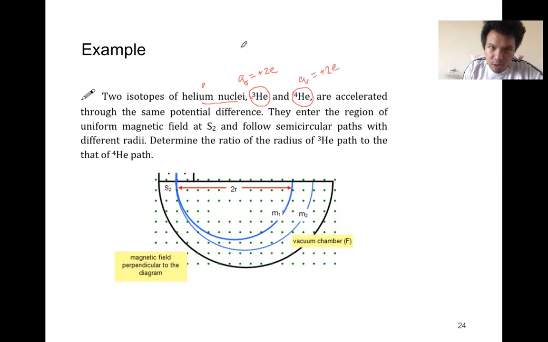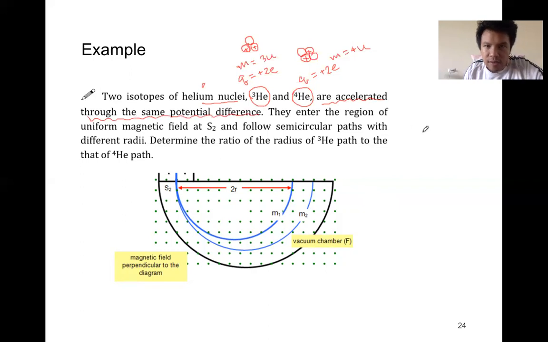For helium-3, we have 2 protons and 1 neutron that make 3 nucleons in the nucleus. And for helium-4, we have 2 protons and 2 neutrons. So helium-3 has the charge of 2e and the mass of 3u, but helium-4 has the charge of 2e and the mass of 4u. They are accelerated through the same potential difference.